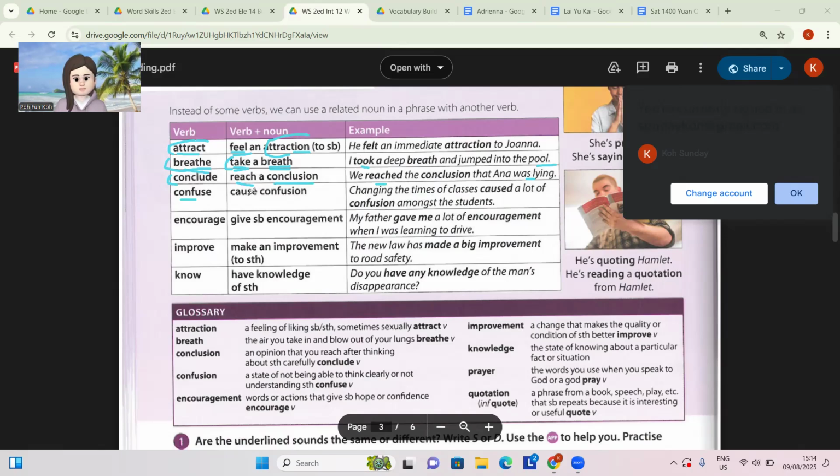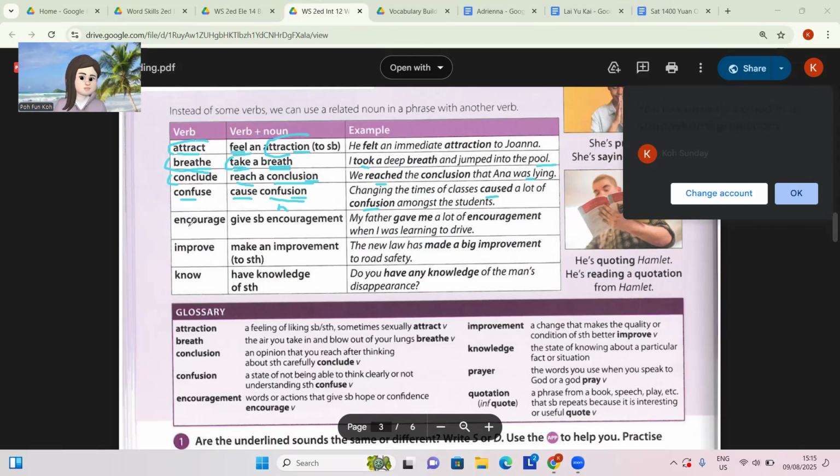Confuse is a verb. He always confused me. He tries to confuse me. The teacher confused me. And then confusion is the noun. This one we see I-O-N here. So this noun goes after a verb, cause. Cause confusion. Changing the times of classes caused a lot of confusion among the students. Confusion means not clear.